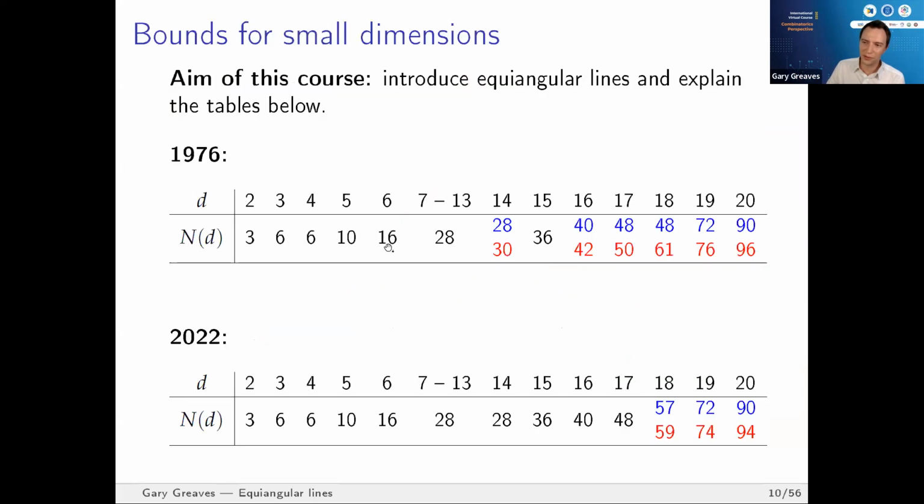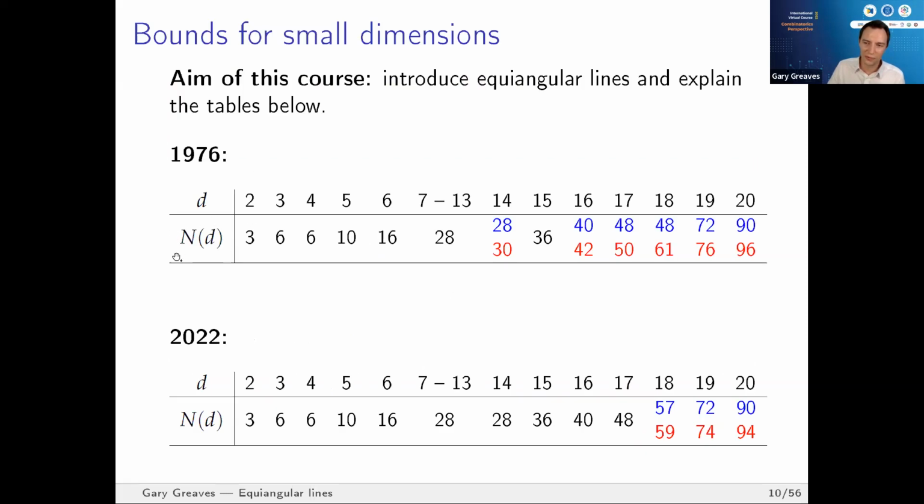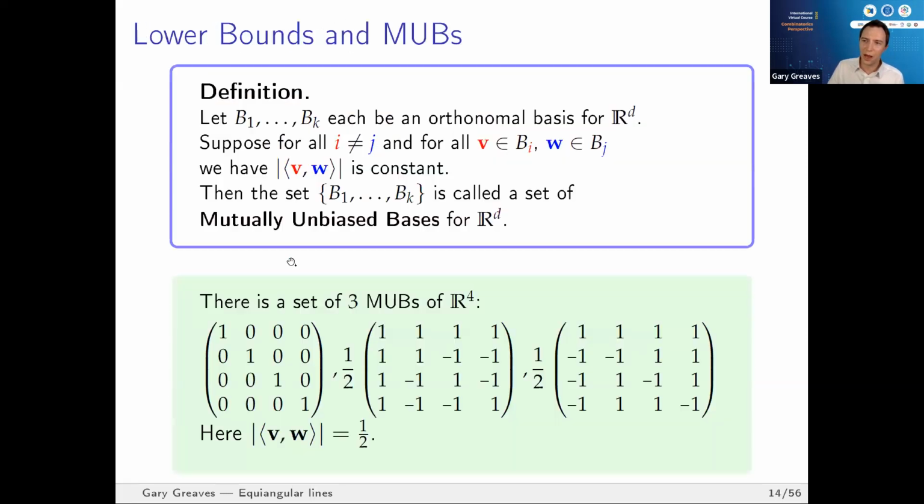So what we've seen, let's go back to the table. We've seen we get a quadratic upper bound, but here I'm defining n of D to be the best possible, so best in terms of size, the largest possible equiangular line system in a given dimension. So now I want to have a look at lower bounds to understand the nature of this function n of D. Now I'm going to show you a quadratic lower bound, and to do that, I need to tell you about so-called mutually unbiased bases, MUBs.